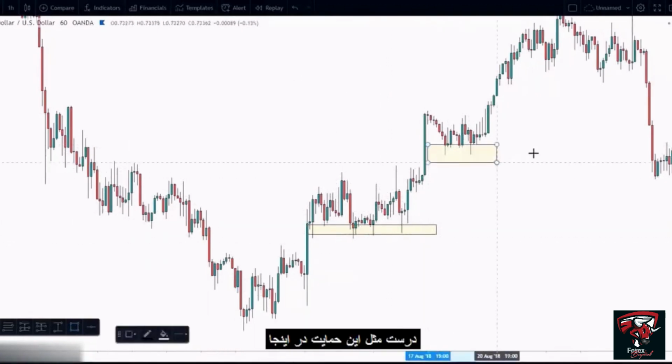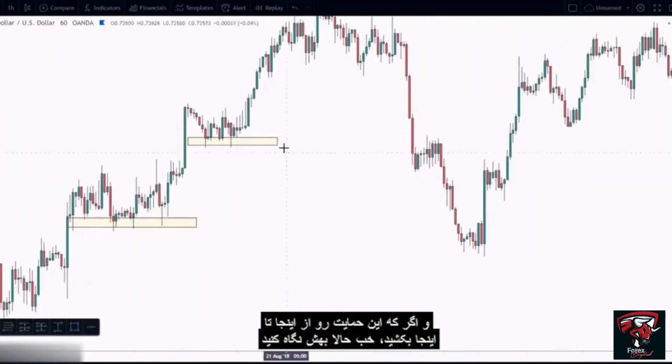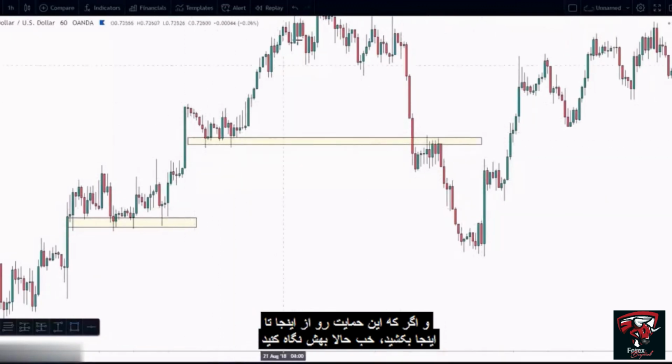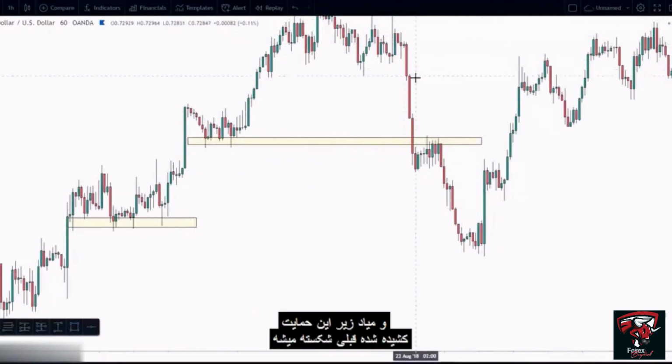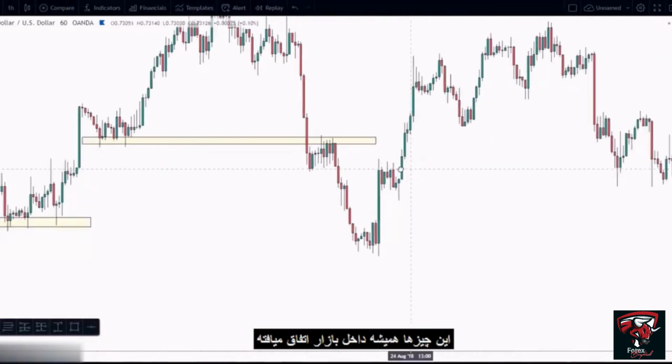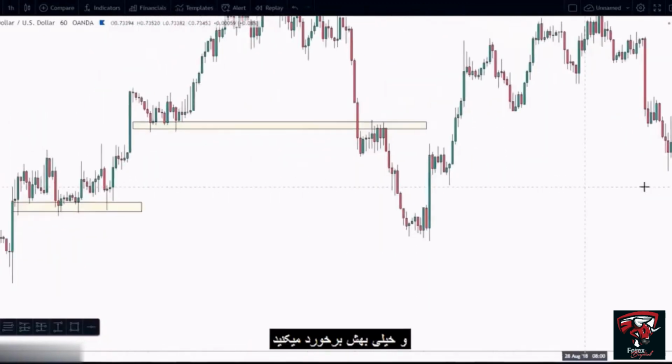Same thing with this, support. That is some support, right? And if you were to draw this from here to here, look at that. The market is broken below this former support, and now look, it's using it as a ceiling, resistance. Support turns into resistance. Resistance turns into support. These things happen all the time in the market. You're going to notice it so much.